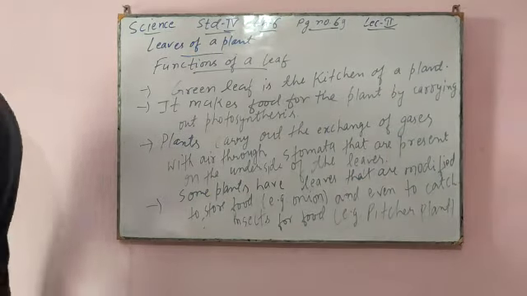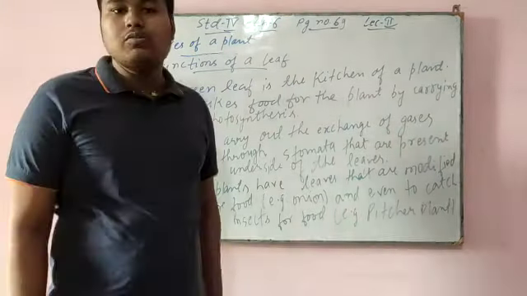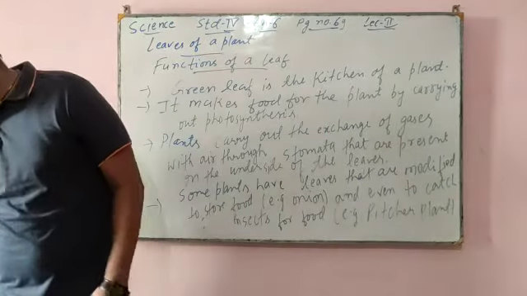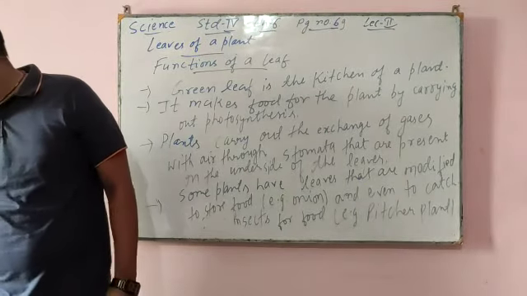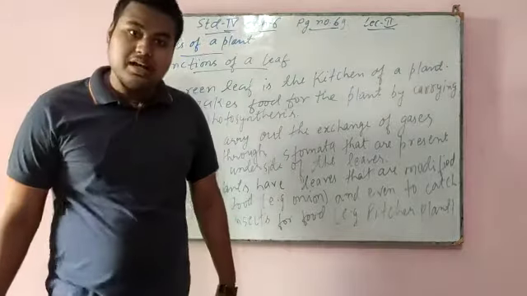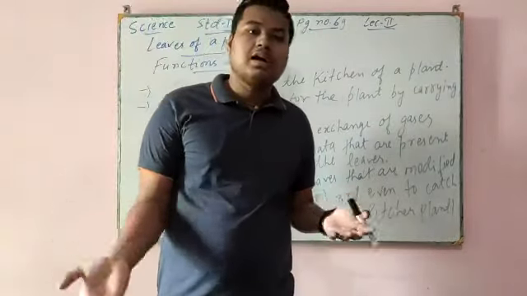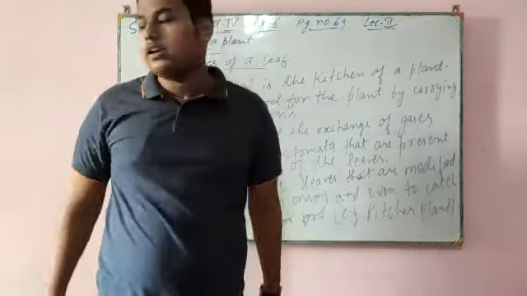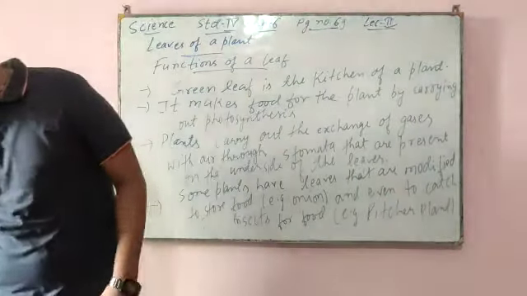In the next classes, I will go to page number 70, interdependence of plants and animals. How plants and animals are dependent on each other. So that I will explain in the next classes.